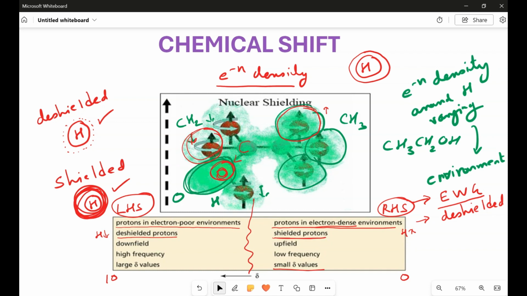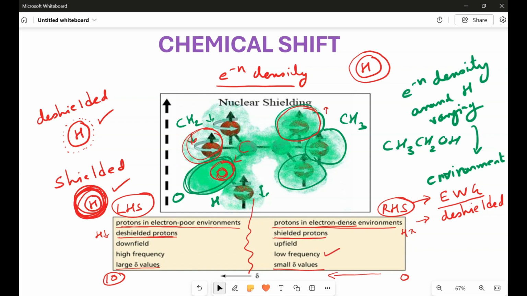Whereas the left-hand side will have large delta values, closer to 10. The protons will have fewer electrons around them and will be known as de-shielded protons. So as you move from 0 to 10, keep in mind that you are moving towards a de-shielding zone, from a shielding to a de-shielding zone.